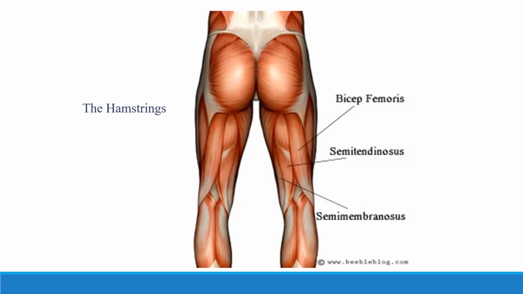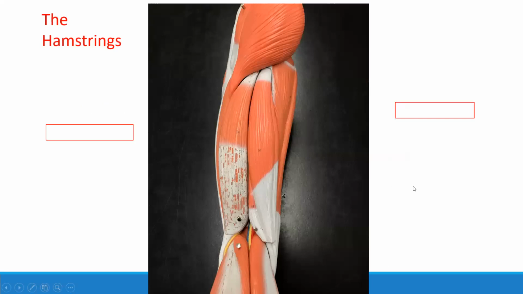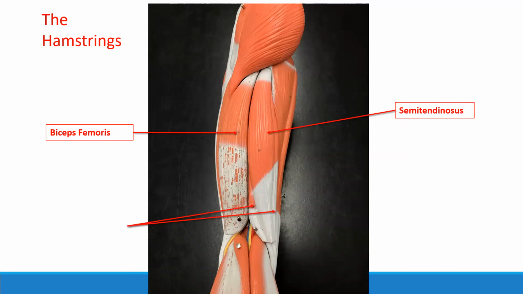Well, there are 4 quads and 3 hamstrings. What do they do? Well, there they are here on the model. You can see the biceps femoris is on the lateral side, and the semitendinosus and semimembranosus are on the medial side. So if you're looking at the posterior surface of the thigh and you see these two muscles stacked together, they're on the medial side. The biceps femoris is always on the lateral side.